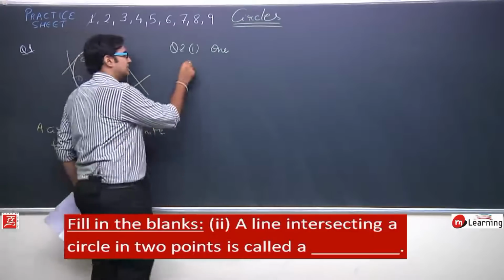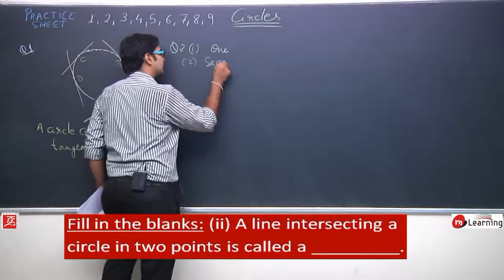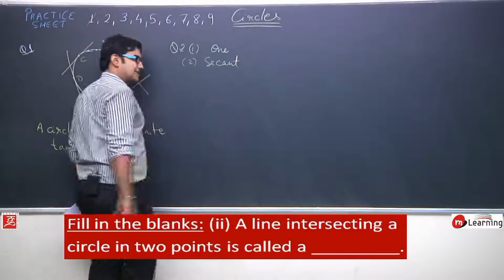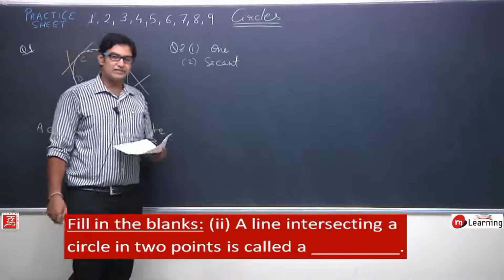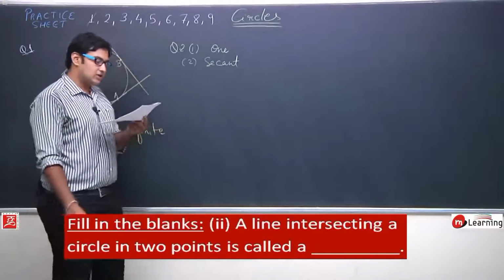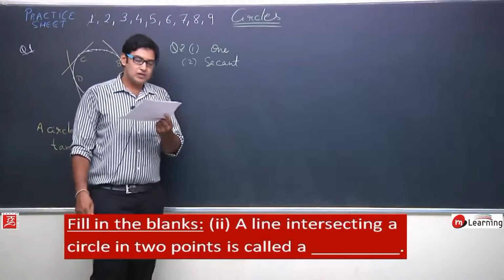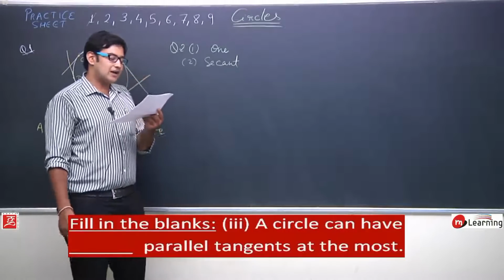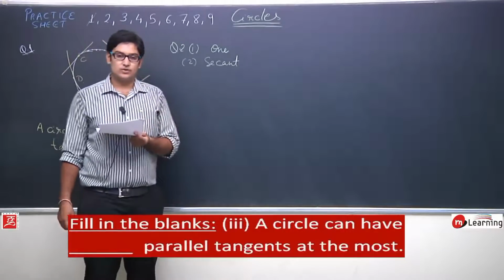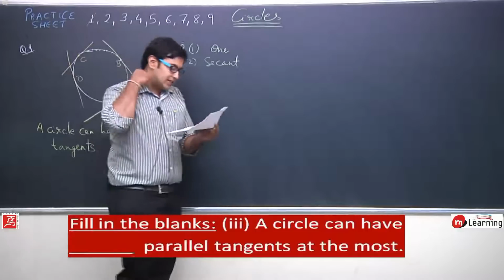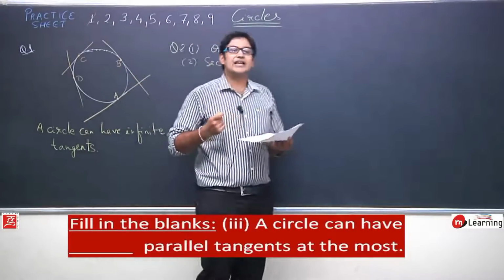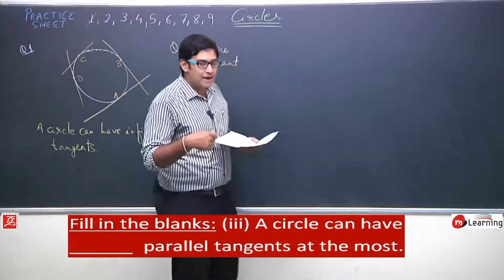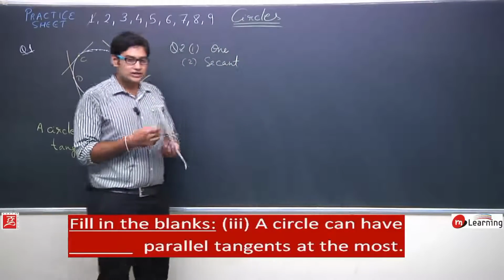That line will be known as secant. Okay, secant. Secant is a line which intersects the circle at 2 points. Third fill in the blank. A circle can have dash parallel tangents at most. Okay, so this question says how many parallel tangents I can draw. How many parallel tangents can I draw to a circle?